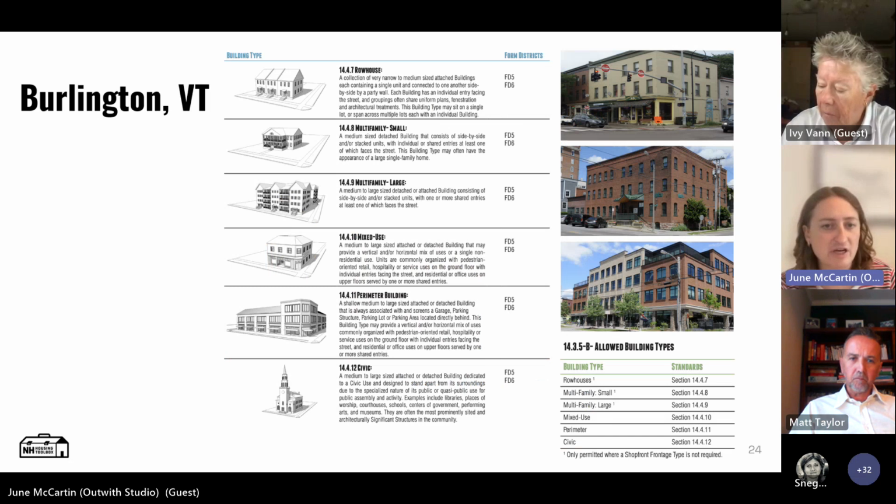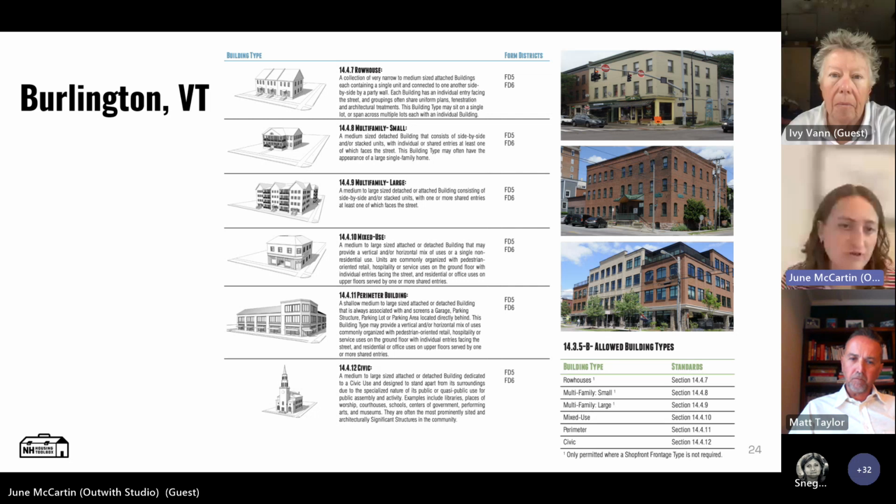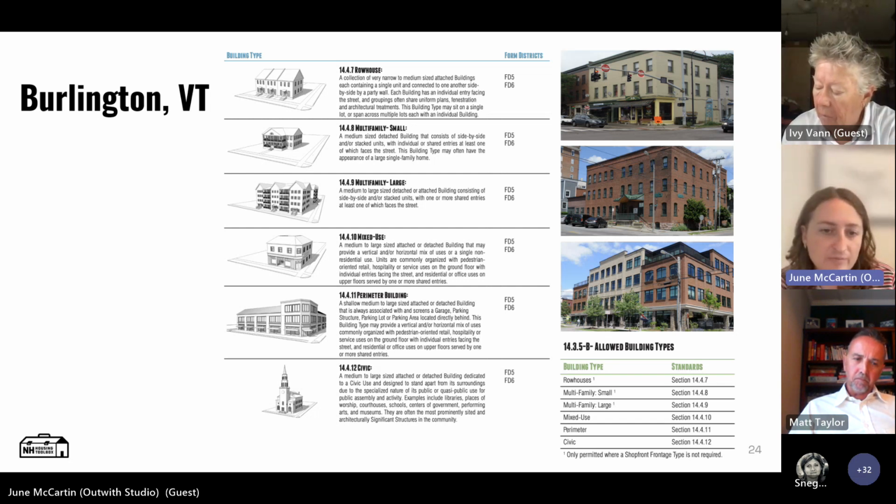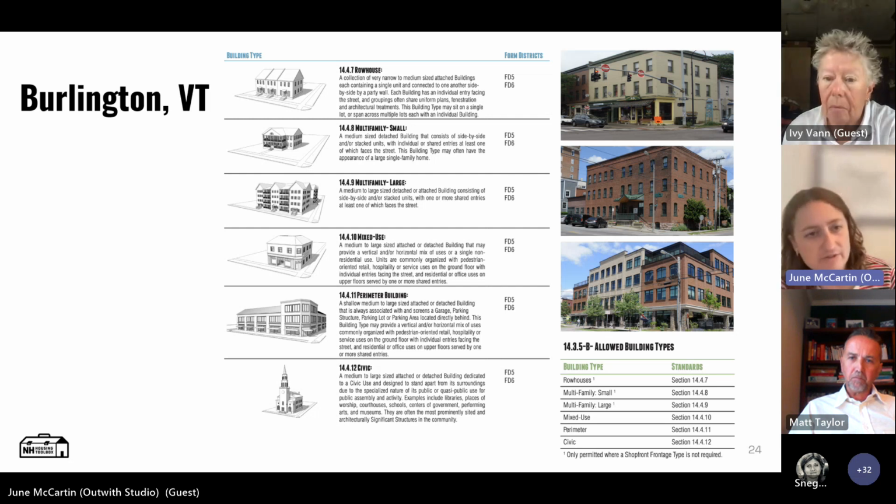I like their implementation because they get very explicit about building types and what they mean by those building types. So like, what is a row house? What do they mean by that? What is multifamily, large versus small? What's a perimeter building? They have diagrammatic versions of it and definitions about what it is. And then for each zoning district within this area, they allow townhouses, multifamily small. They make this very clear definition and then relate their use table for each district back to those definitions. I thought that was very well done.